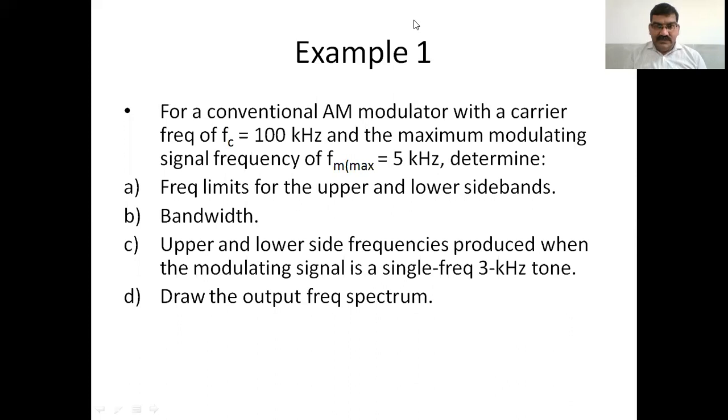Hello. Yes, tell me. Sir, for the lower sideband, it will be FC minus FM max, and for the upper sideband, it will be FC plus FM max. Yes, absolutely correct, Sonia. So what will be the number? Sir, for LSB it will be 95 kilohertz and USB will be 105 kilohertz. Yes, correct. Absolutely correct. Thank you for your answer.